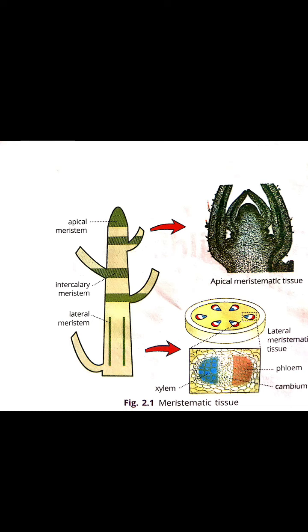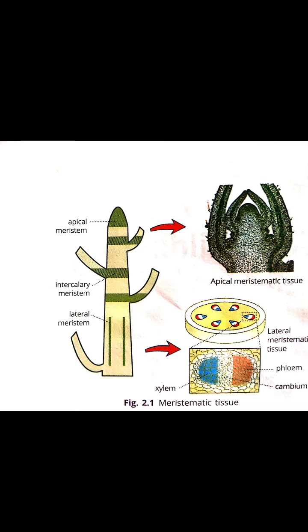Lateral, that means in the case of diameter, or you can say the girth also. Girth means the thickening, so it is responsible for the thickening of the plant. Meaning how the plants mature in their thickness, the lateral meristematic tissues are responsible for that. That is the main point.